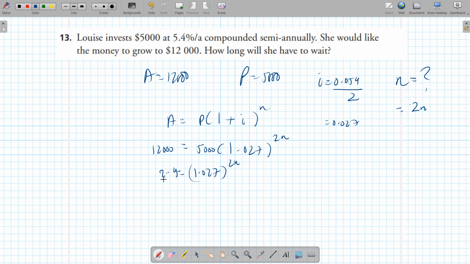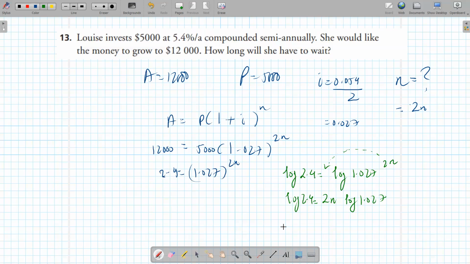Now what? You would use log. Right, because the unknown is in the exponent, we're going to have to use logs. So it becomes log of 2.4 is equal to log of 1.027 to the power of 2N. Why do we use logs? Because now we can bring the exponent on the same level, right? Like this. What's next? We're trying to solve for n, which is our unknown.